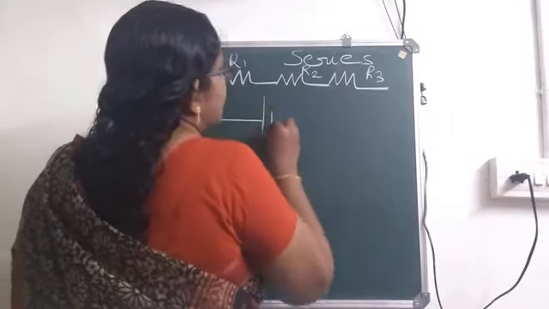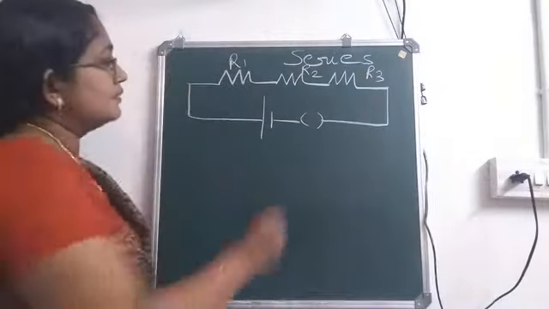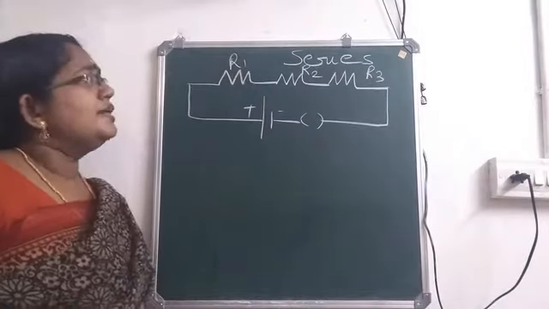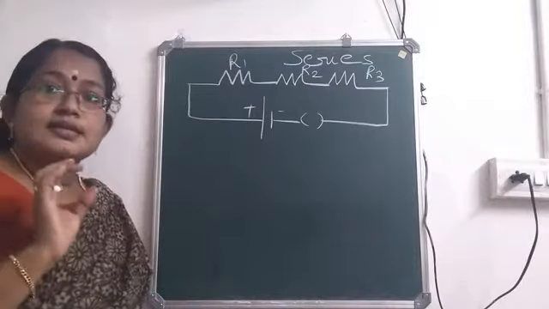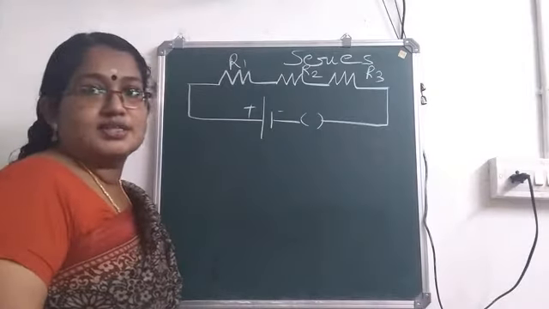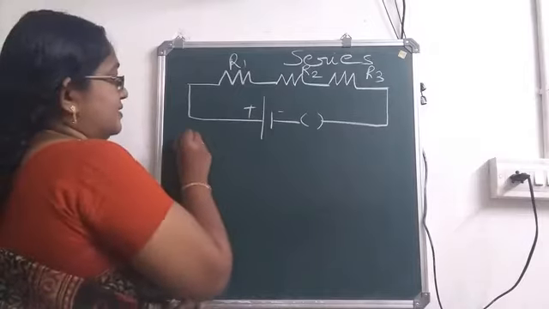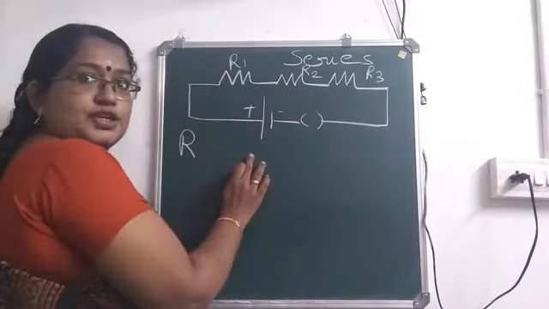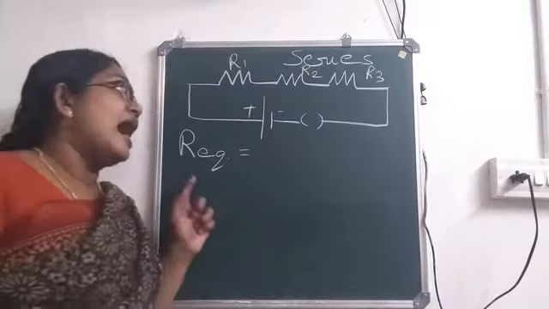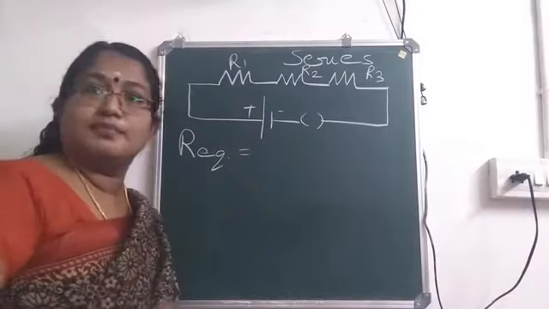Now in order to make it into a circuit, let me connect a cell and a key. This is the positive terminal, this is the negative terminal. Now, in the case of series connection, when it is connected to a cell, naturally current will be flowing through this, isn't it? The total resistance offered by this circuit, we'll call it the equivalent resistance, R equivalent. Equivalent stands for the entire resistance offered by the circuit.